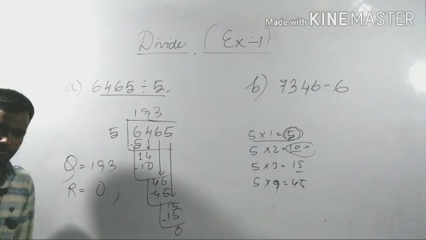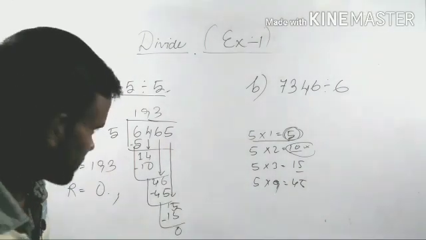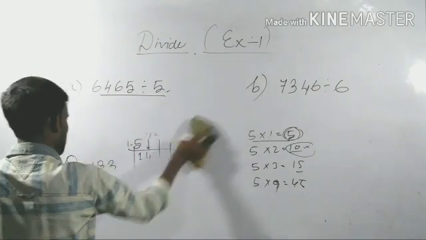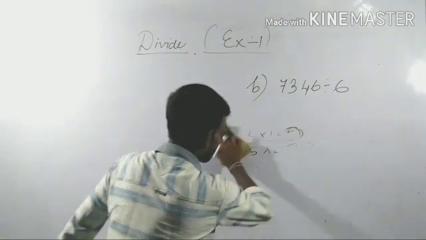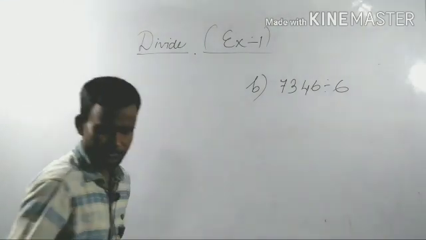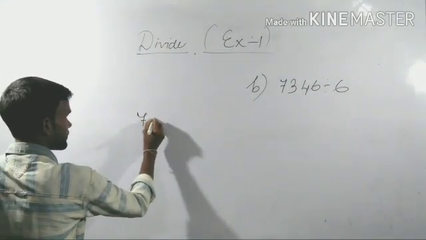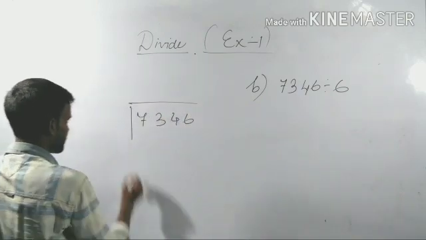Okay. So now look at question number B. Now we are going to solve question number B. So in B, what is given here? 7 3, then 4 6. You have to divide it by 6.